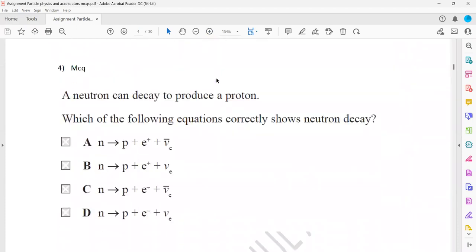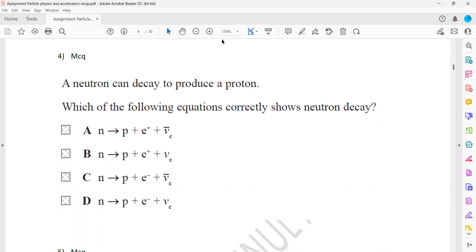In question 4, a neutron can decay to produce a proton. Which of the following equations correctly shows a neutron decay? Whenever any nuclear decay occurs, we should check the conservation of the charge. Conservation of momentum is also conserved, but from the equation you cannot check the conservation of momentum.